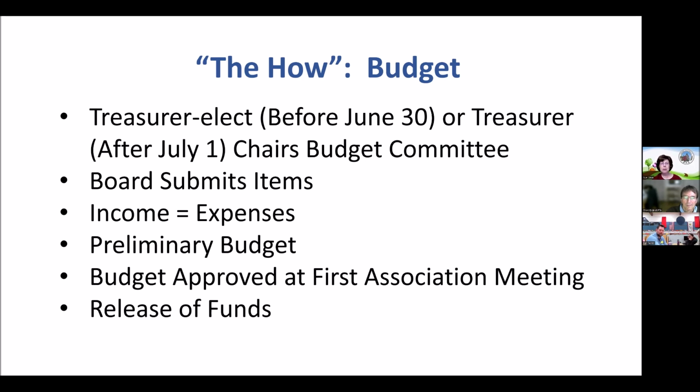The complete budget is approved at the first association meeting after July 1. And your standing rules list that your first association meeting is in August. So that's when you would be approving your budget. Now, remember I said that the budget is just a plan. It's not authorization to spend the money. So as activities come along, the membership is going to vote to release the funds for that activity.